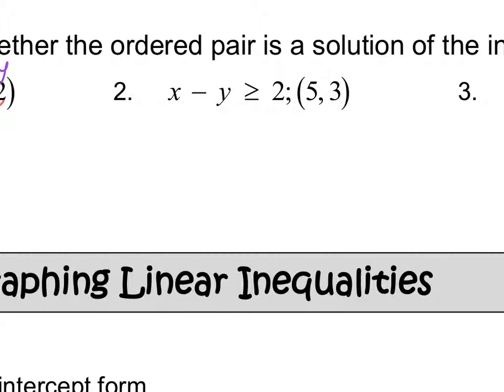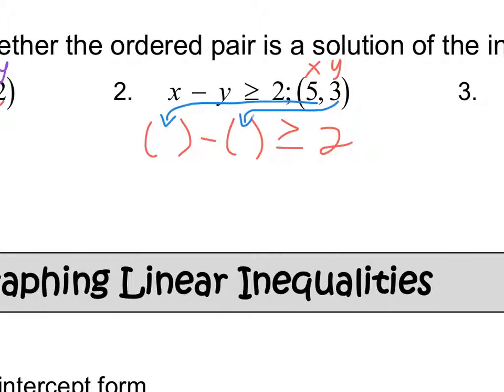Okay, so let's try it again. Same process. We're replacing our x and our y. So instead of the x, I'm going to put parentheses, minus. Instead of the y, I'm going to put parentheses, greater than or equal to 2. Now for my x, I'm going to plug the 5 in here. For my y, I'm going to plug the 3 in there. So I have 5 minus 3. 2 is greater than or equal to 2. Well, yes, this is true because it's equal to it. So yes, that one's true.